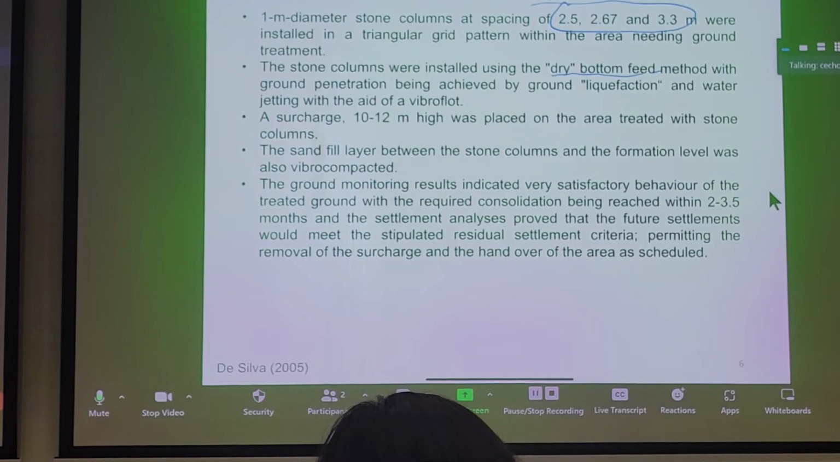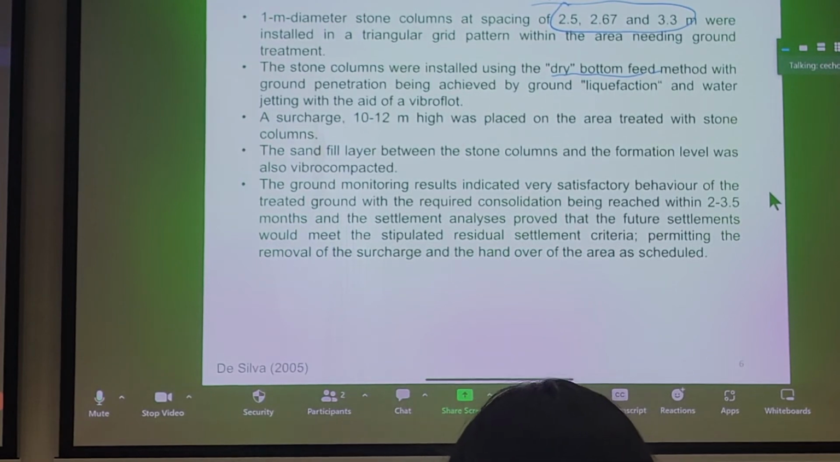Now, by using stone columns, preloading, and dynamic compaction, this particular project was able to reach a stable consolidation, or stable settlement pattern, in just 2 months' time. The bulk of the settlement was caused during dynamic installation of the stone columns.